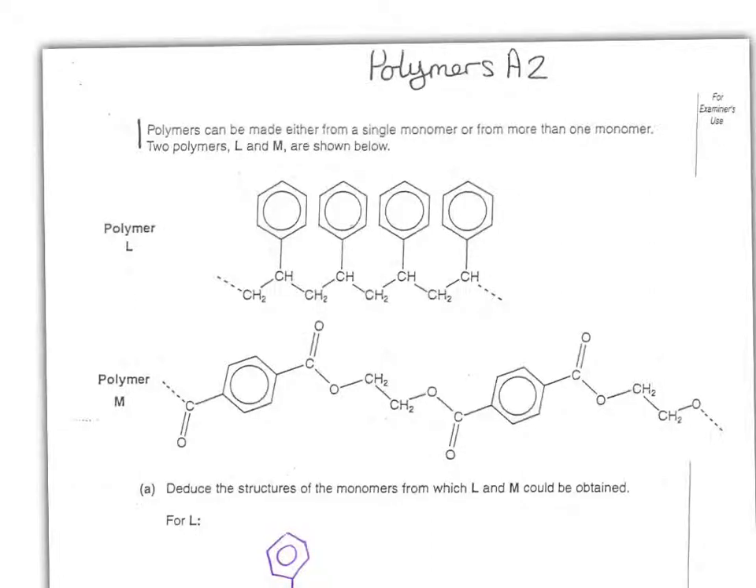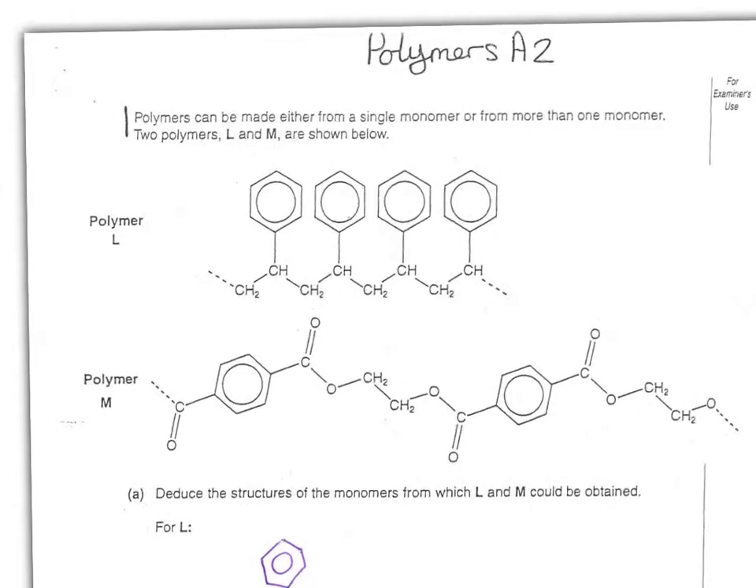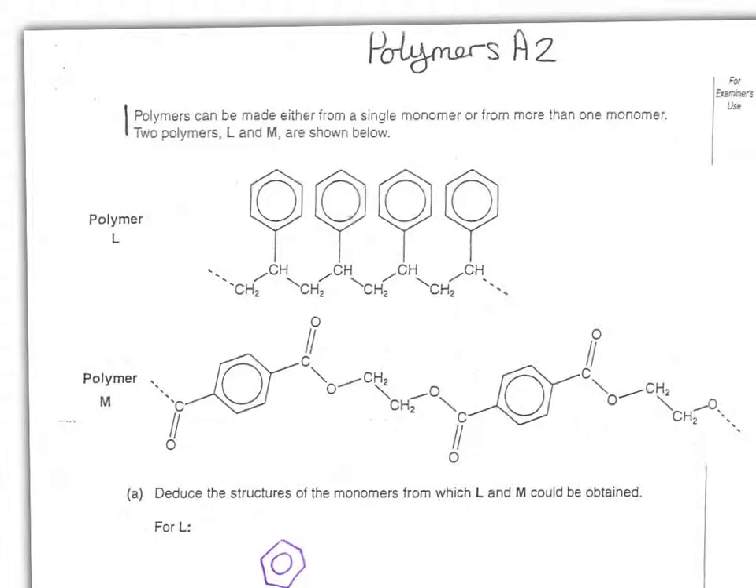Okay, so this is your walkthrough of your A2 Polymers questions homework. As usual, look for the right answers, and if not correct, please correct them carefully. So first of all, we've got two polymers here, and we have to deduce the monomers.